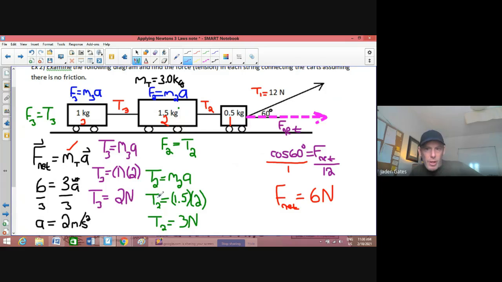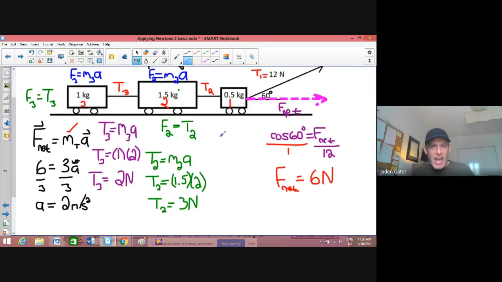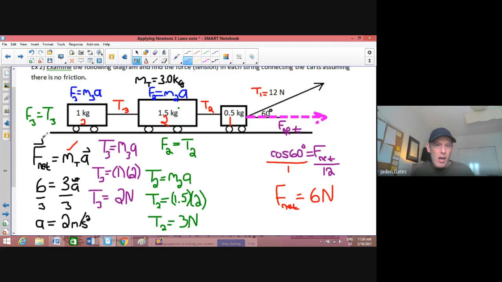So our first string is pulling at 12 newtons, but it's on an angle. 6 newtons of it is being pulled horizontally to pull all 3 cars. This T2 string only has to pull with 3 newtons because it has 2 cars. And our last string only pulls with 2 newtons because there is 1 car. So that again is using Newton's second law to apply it to an entire system. Kind of a different little puzzle there.